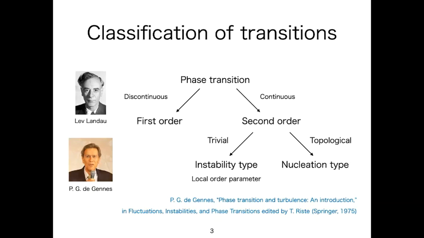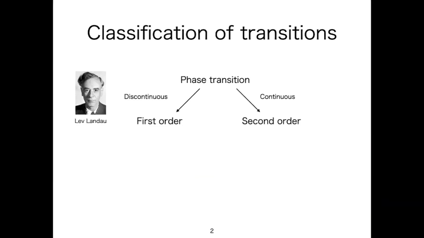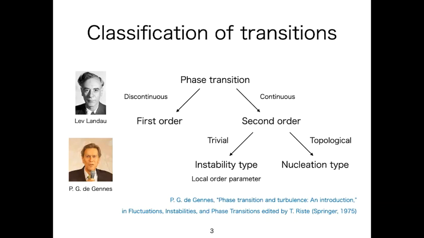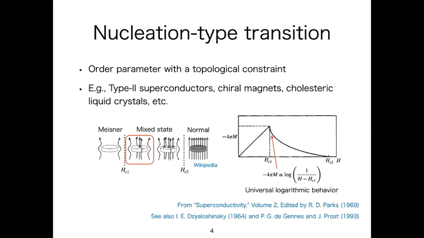In addition, there is another type of continuous transition which is characterized by some topological nature, and he named this class of second order phase transition the nucleation type transition, as shown in this article. Today in my talk, I'd like to focus on this topological nucleation type transition. So what is a nucleation type transition? This transition is characterized by an order parameter with some topological constraint, and there are various examples, like type 2 superconductors, as I will explain soon, chiral magnets, and also liquid crystals. Here I show an example of type 2 superconductors.